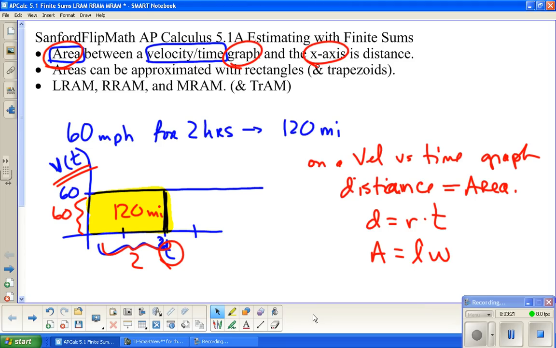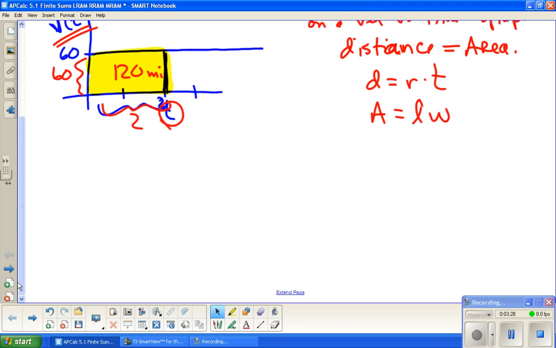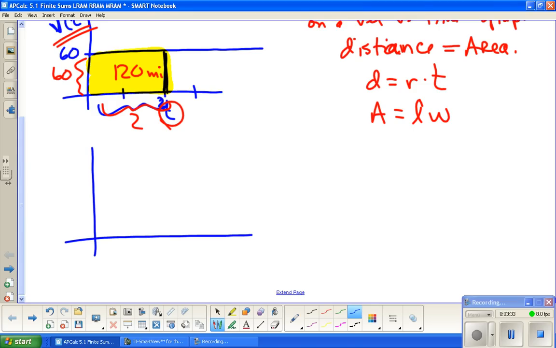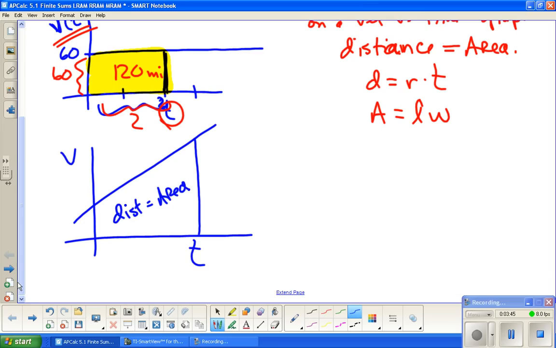All right, so with that idea then, we need to have some techniques because that's all well and good if we're talking about a constant velocity. But what if we're talking about a velocity that's increasing? Then again, distance and area here are the same thing. So in this case, if I was looking at this kind of a shape, then I'd be talking about the area of a trapezoid. And now we've got to remember, how do you find the area of a trapezoid?